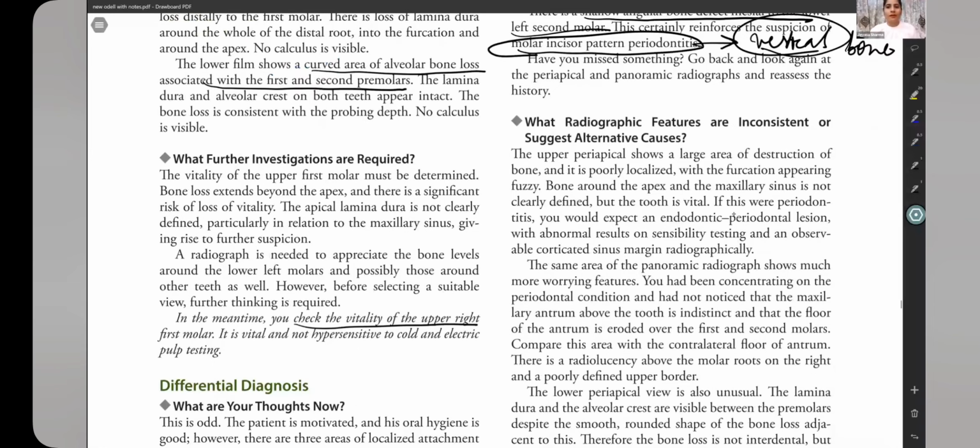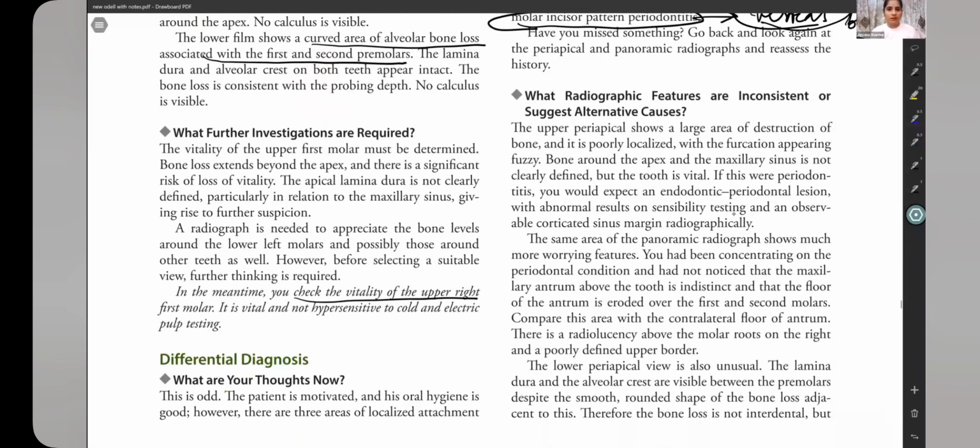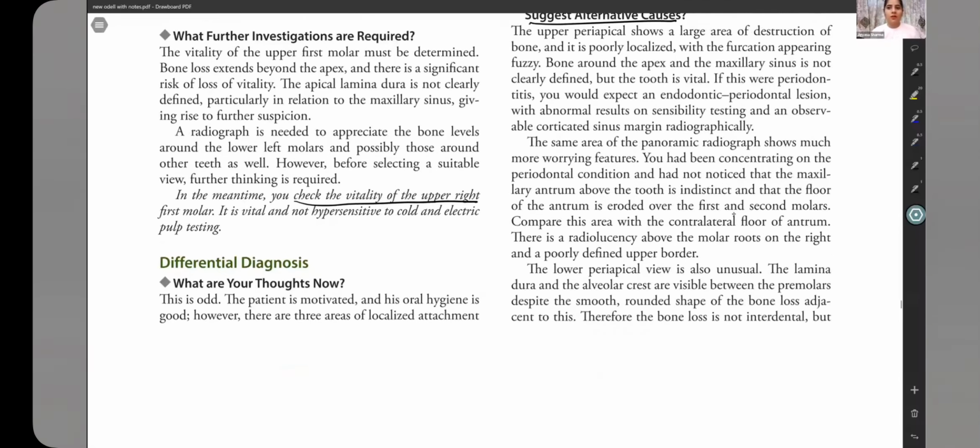So have you missed something? Go back and look again at the periapical and OPG radiographs and reassess the history. So what radiographic features are inconsistent or suggest alternative causes? The upper periapical shows a large area of destruction of bone, and it's poorly localized with the furcation appearing fuzzy. Bone around the apex and maxillary sinus is not clearly defined, but the tooth is still vital.